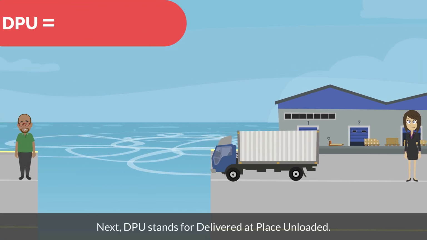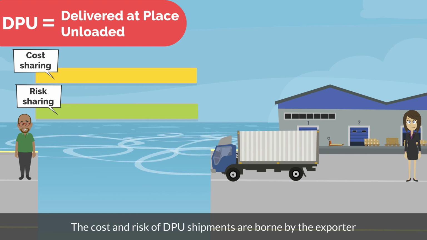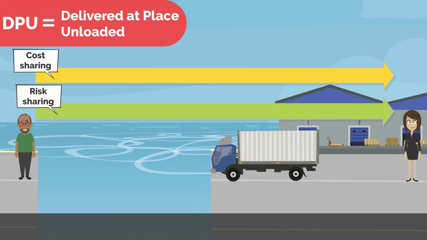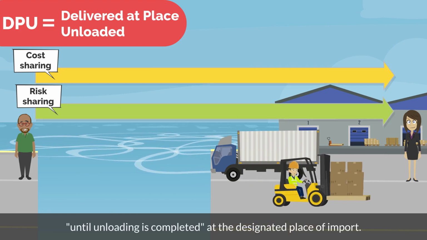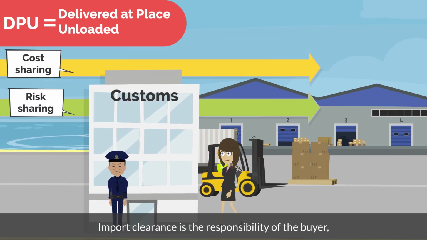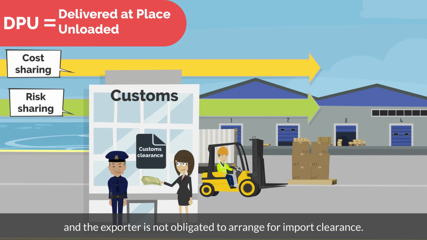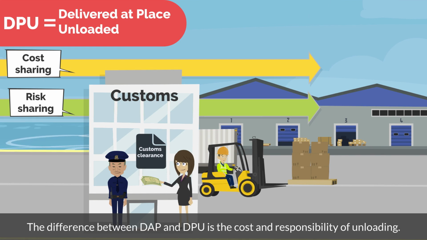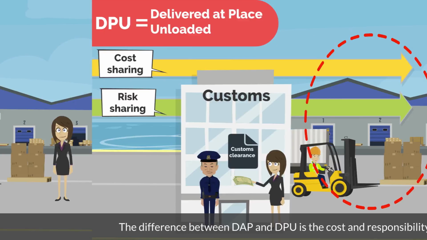Next, DPU stands for Delivered at Place Unloaded. The cost and risk of DPU shipments are borne by the exporter, until unloading is completed, at the designated place of import. Import clearance is the responsibility of the buyer, and the exporter is not obligated to arrange for import clearance. The difference between DAP and DPU is the cost and responsibility of unloading.